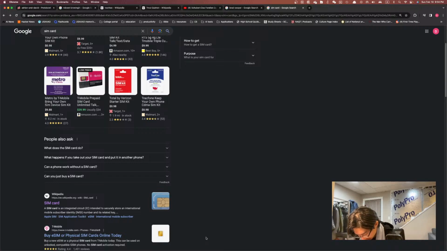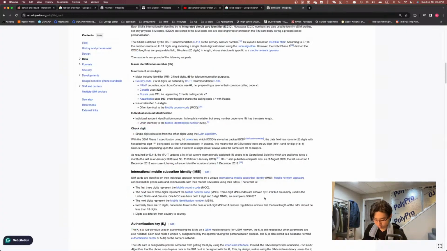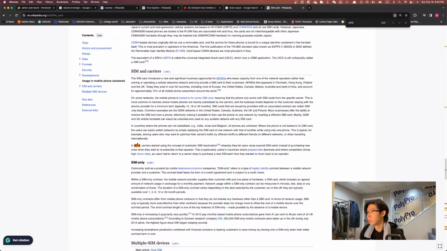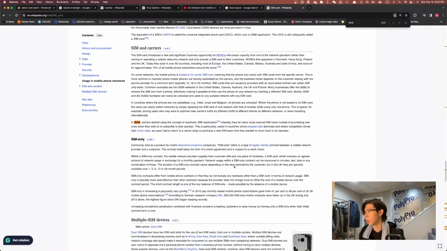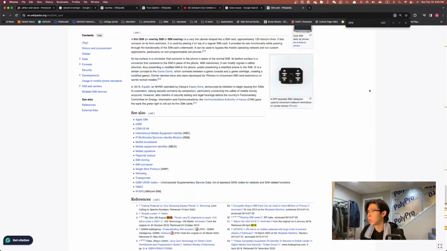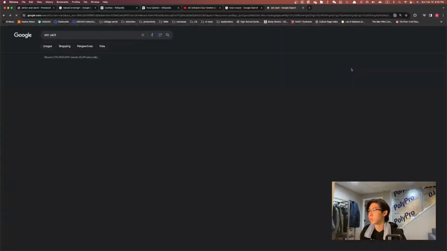Oh my goodness, I can hardly read this. There's a software update for SIM cards in 2016: eSIM, using the concept of automatic SIM reactivation. Use expired SIMs to purchase new ones, and resubscribe to the operator. So there were updates made to the SIM card in 2016.